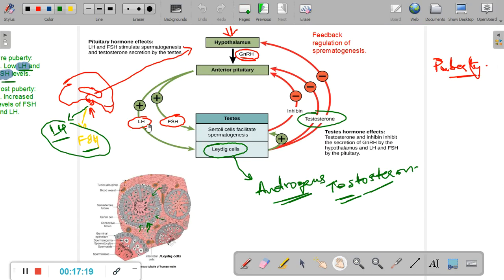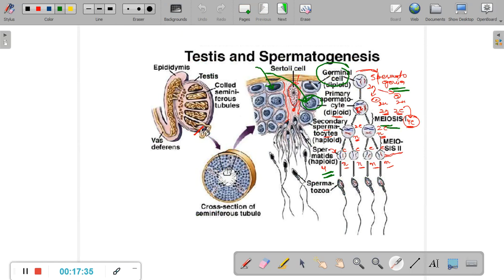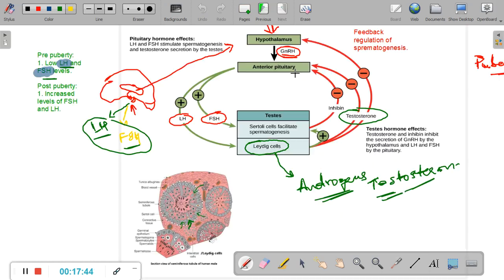Now let's come back and have a look at the next step. The other hormone, the follicle stimulating hormone, acts on the Sertoli cells. And where are Sertoli cells? Let's get back and look inside. Have a look at this cell. This is the Sertoli cell. What is the target of follicle stimulating hormone? The Sertoli cells. And what does it do to the Sertoli cells? This particular hormone, FSH, tells the Sertoli cells to facilitate spermatogenesis.